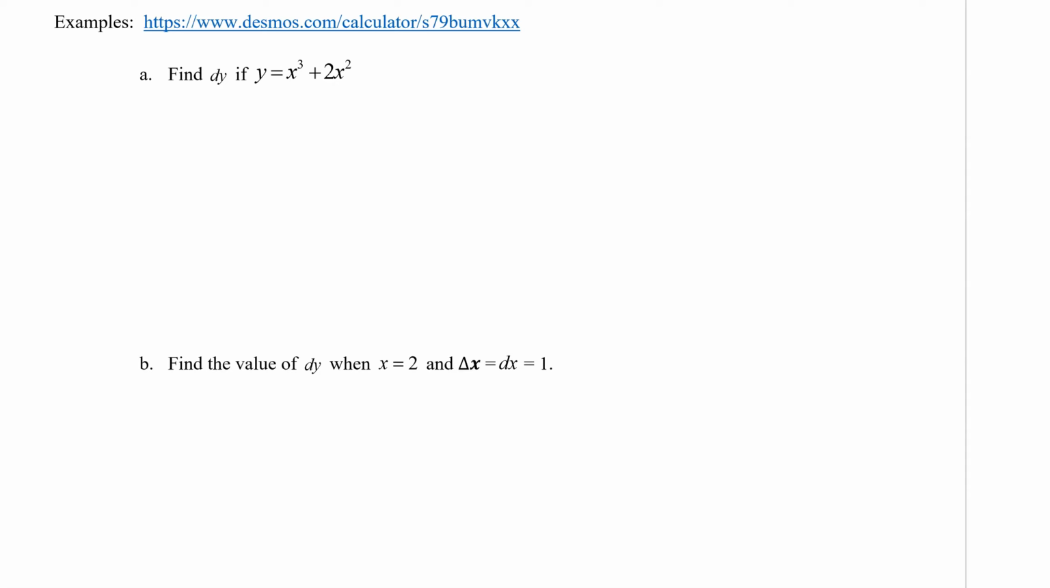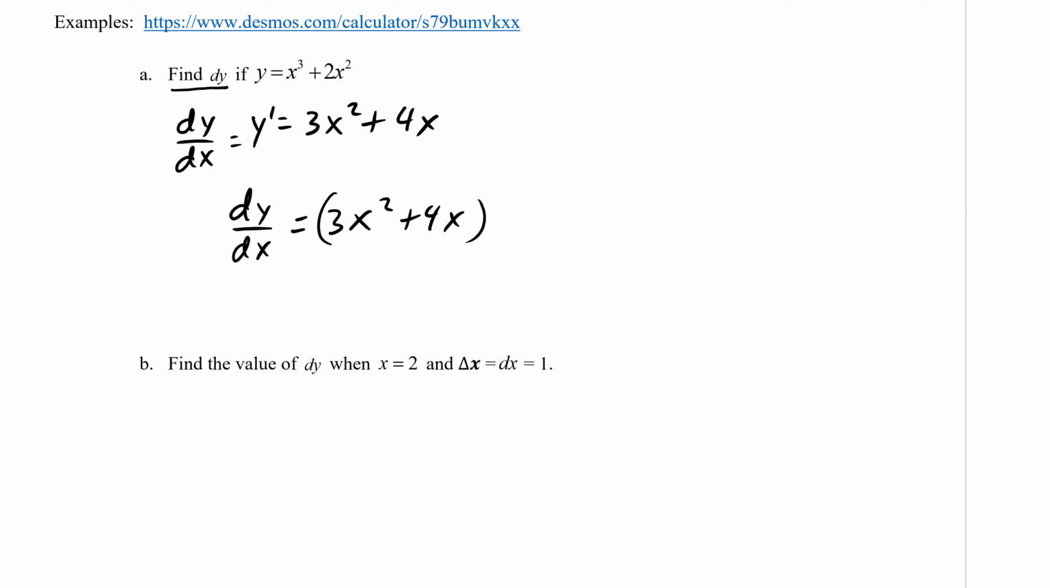All right, in this video, we're going to be using the slope of the tangent to approximate the change in y. So basically, they want us to find dy. Well, if we take the derivative, we are now creating dy dx. So we now just introduced dy. So we write dy dx equals.